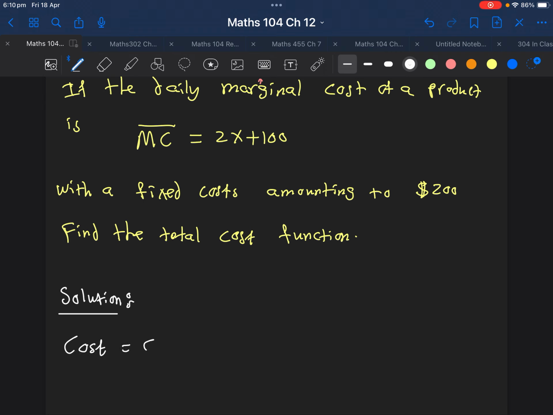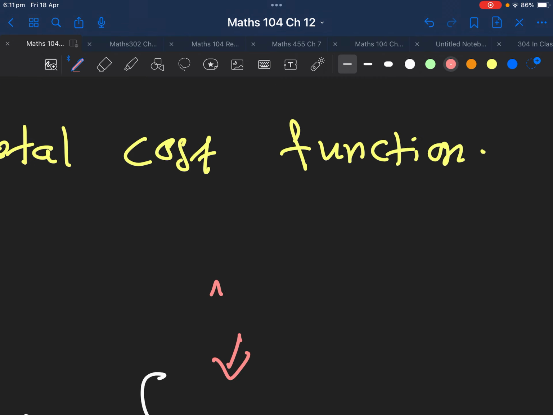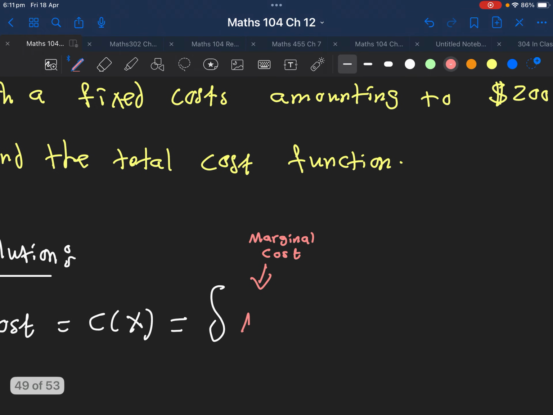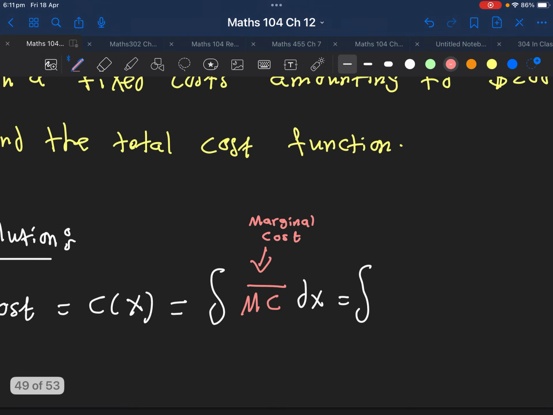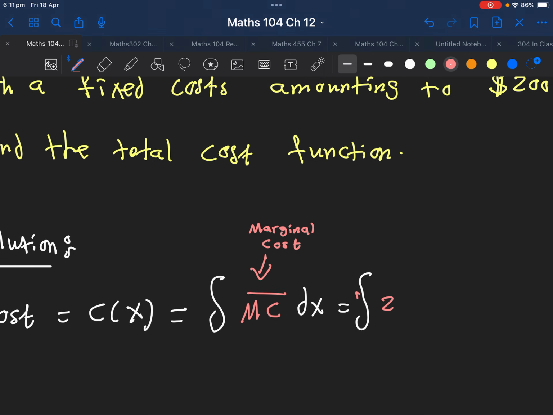which usually we write as C of x, it will be the integral of the marginal or the derivative. So it will be the integral of the marginal cost. And that's it. That's the whole story all over here. Now, what's the marginal cost? It is MC bar, and then we do dx. Now, what is MC bar? It was given in the question. It is 2x plus 100 dx.